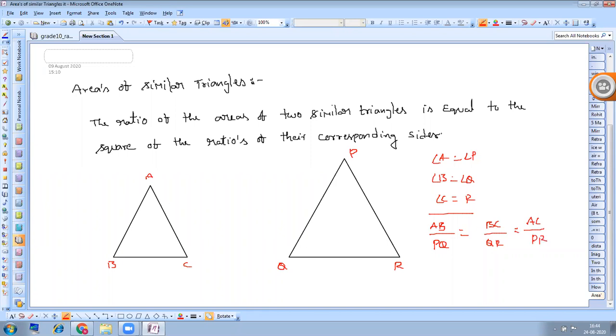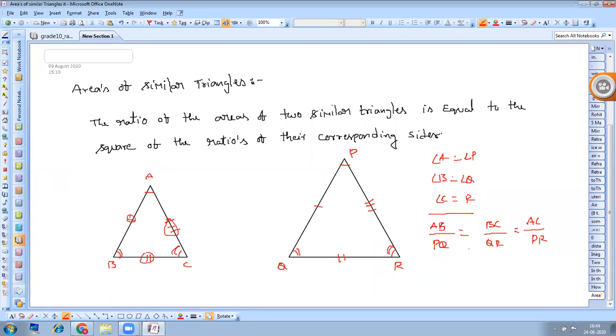So that means the ratio of AB and PQ is similar to BC by QR. It does not say equal sides. I am taking only ratios of the corresponding sides. These corresponding ratios are the same, and angle A is equal to angle P, angle B is equal to angle Q, angle C is equal to angle R. This is only the ratios I am taking here. I am not taking both as equal.